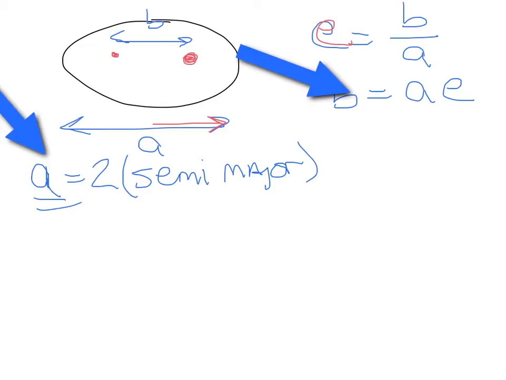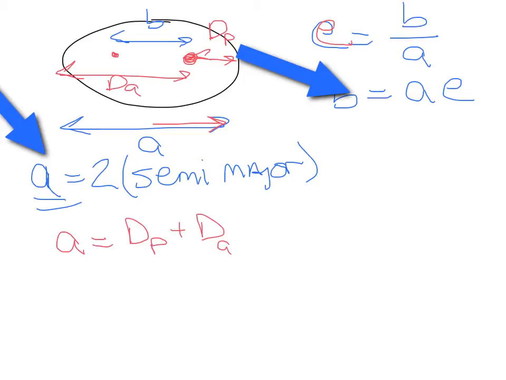Okay, so look on this diagram here. This here is the D of P, and this is the D of A. Together, they equal the total. So we know that A is equal to D of P plus D of A. That's the perihelion and the aphelion. If you know one, you get the other one, as long as you know the total.